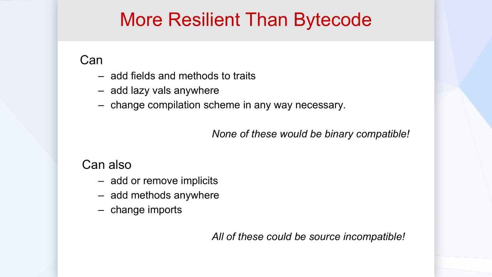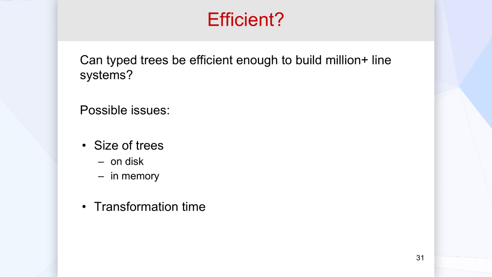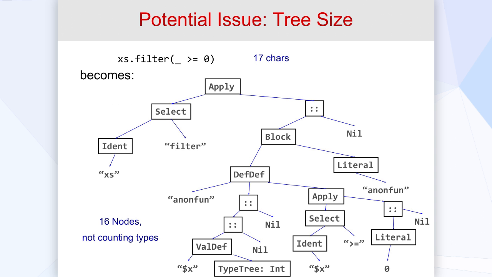Okay, the remaining question is, is it efficient? So one immediate objection would be, well, if you have 1 million lines of code, wouldn't these trees become impossibly large? And the related question is, wouldn't the transformation times of these large trees become impossibly slow? So if we look at the size first, here we have a typical example. Here we have a small source expression, xs.filter(_ >= 0), 17 characters. And that's essentially the tree that the compiler spits out for that. So you see this is quite substantial. It has 16 nodes, not counting the types.